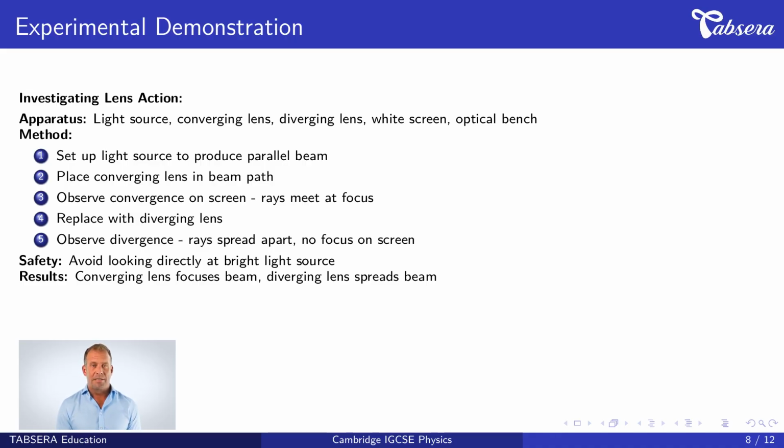The method follows these steps. First, set up the light source to produce a parallel beam of light. Ensure rays are traveling in the same direction. Second, place the converging lens in the beam path. Position it perpendicular to the light direction.